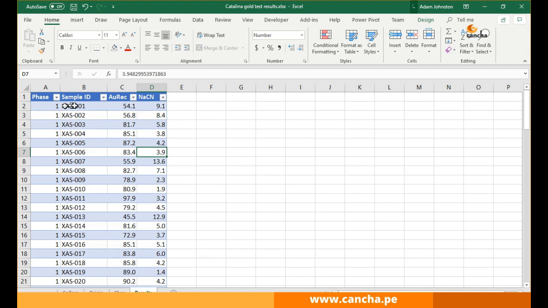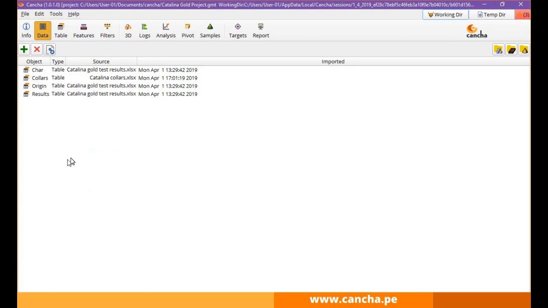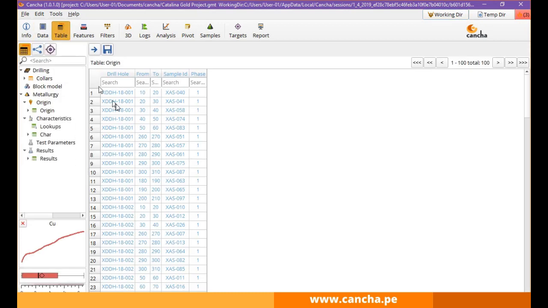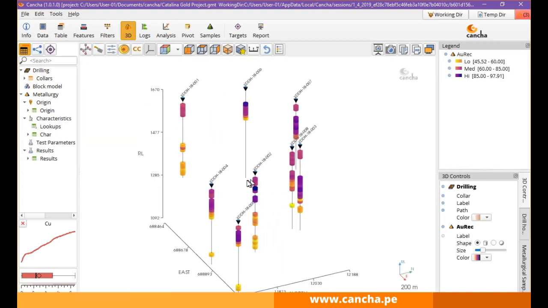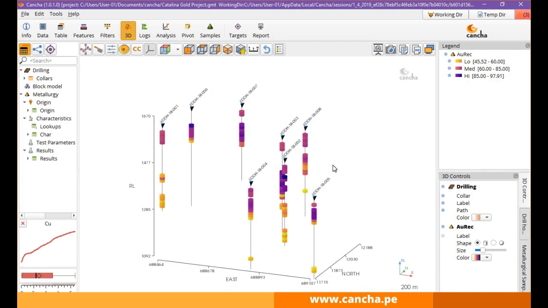Of course, when we talk about the sample IDs, we talk about the sample ID and phases. It's a good idea to always put which phase test work you have and the full sample ID in order to keep good traceability of where your samples are from. So this Excel was imported back into Cancha, and here are the tables. You can see the same data, and we can just have a quick look in 3D and see what the data looks like.